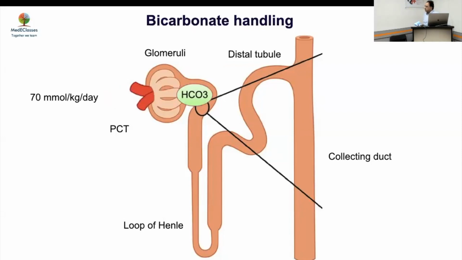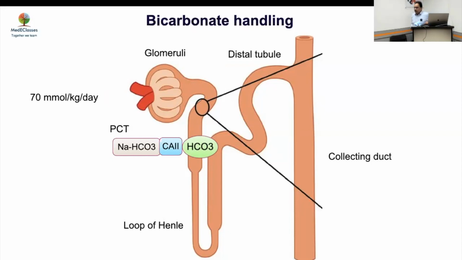So out of this 70 millimoles per kg per day, or around 4,000 millimoles in a day, 90%, as I said, is reabsorbed at the level of the proximal tubule, mainly through the carbonic anhydrase, which basically converts it into HCO3, and sodium bicarbonate transporter. 90% of it is absorbed here. A small amount of it is remaining.